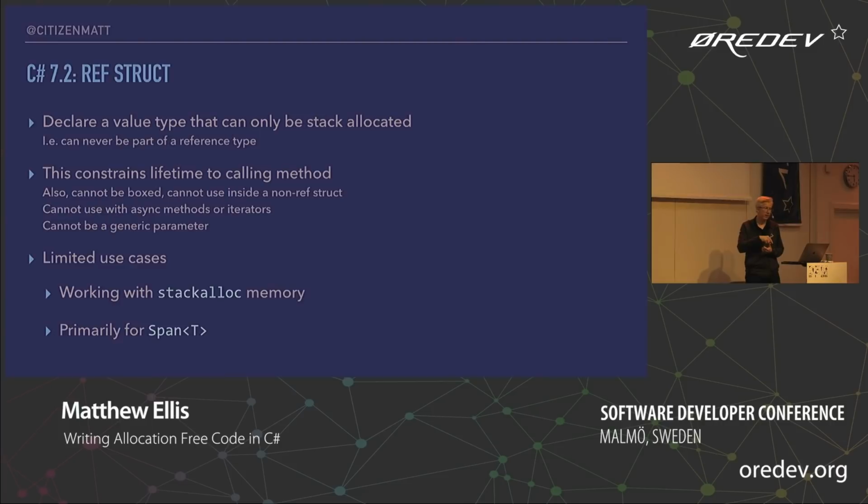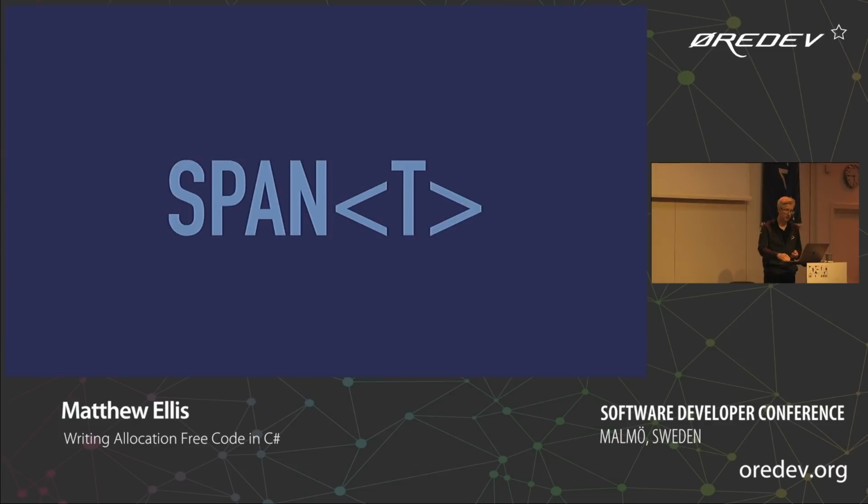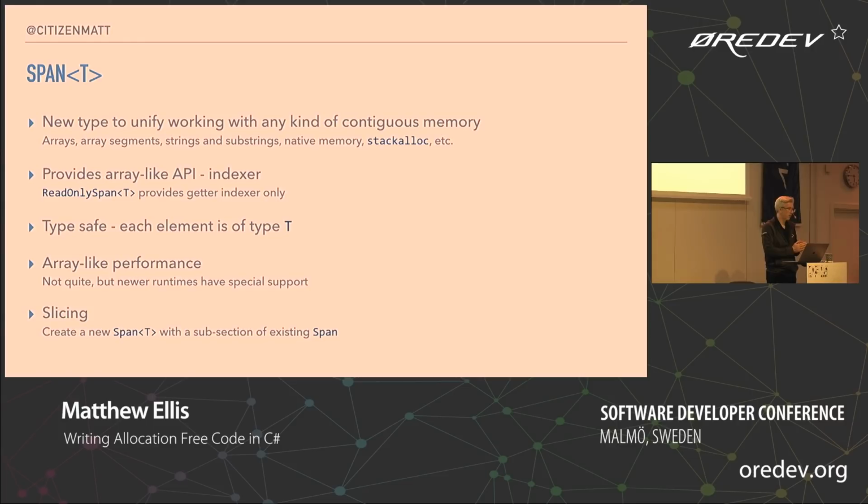It also means that it can't be boxed, it can't be used inside a non-ref struct, it can't be used with async methods or instances, because they get rewritten into classes, and it can't be used as a generic parameter either. This then has very limited use cases, but they're very cool. So the first one is working with stackalloc memory, and the second is Span of T, which is a really cool type, which is all about unifying the way we work with a big block of memory.